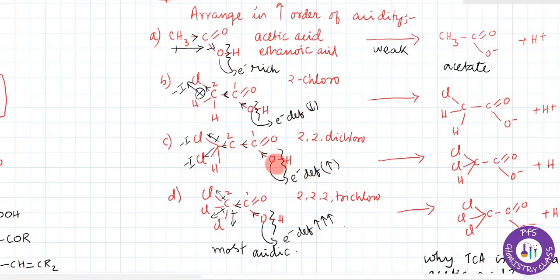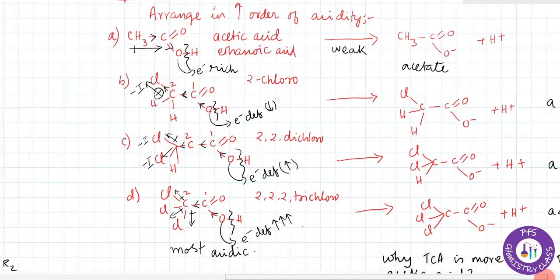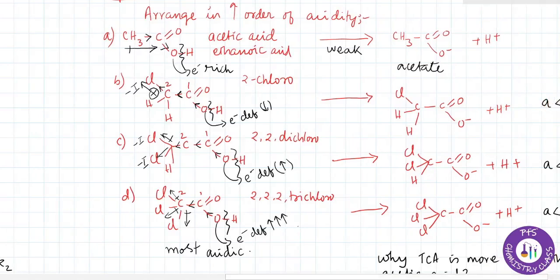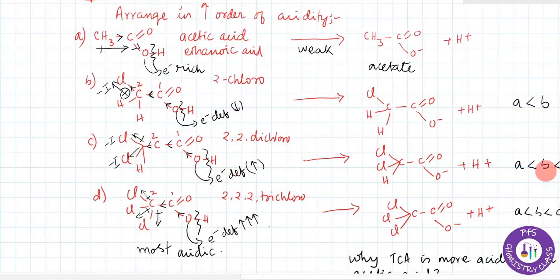When the oxygen becomes much more electron deficient here, what happens? This bond breaks well and H+ comes out. So you can see that A is less than B. Acetic acid is weaker than B because, as I told you, it produces more H+ ions. Similarly, when you compare with C, A is less than B is less than C. You can see that because this bond readily breaks up and H+ is readily donated. Therefore, this is a strong acid.